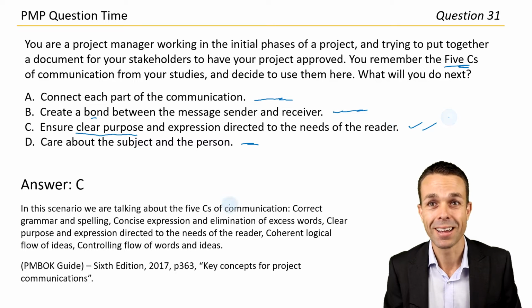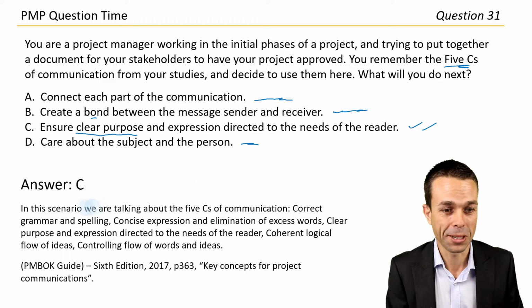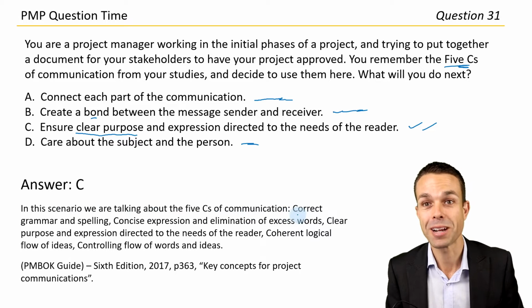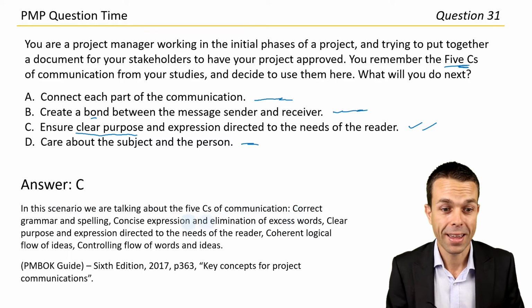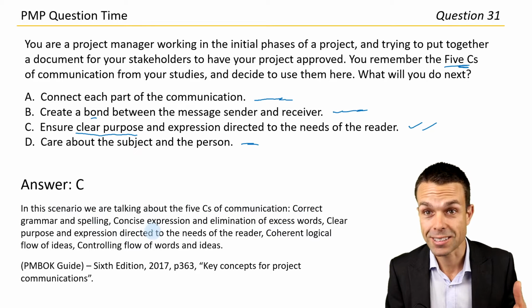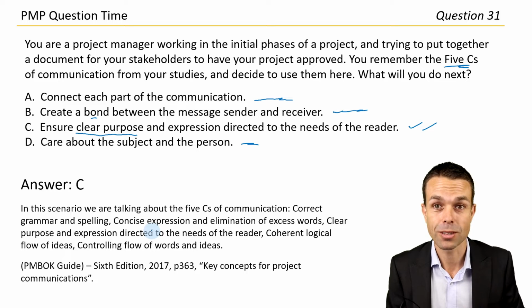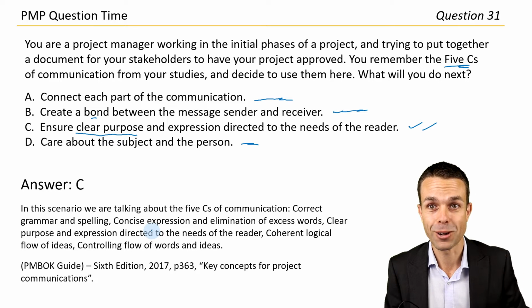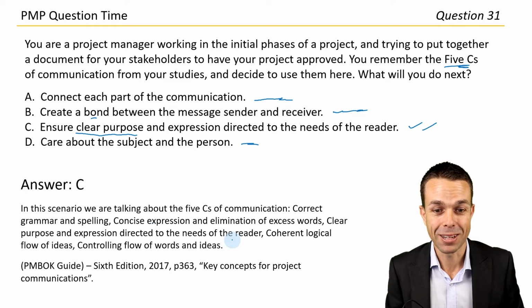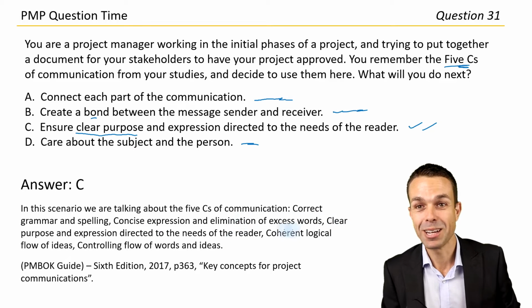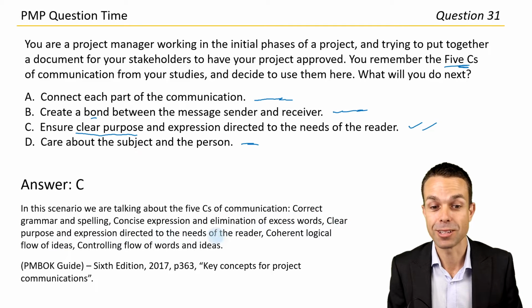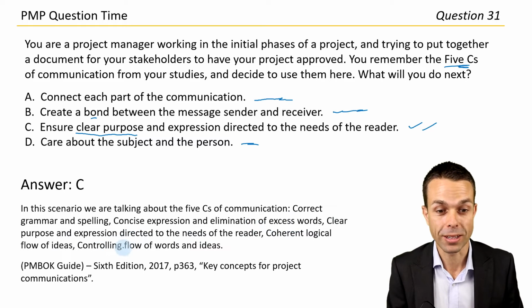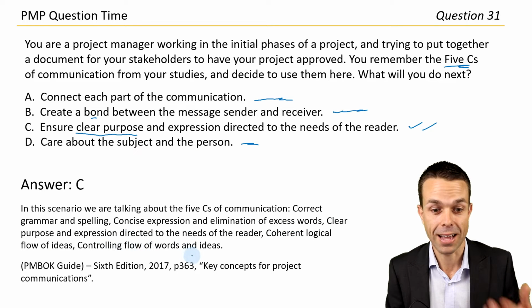All right, here we are. And this will give us a clue on what to look for as well. In this scenario, we're talking about the 5 C's of communication, which is correct grammar and spelling, concise expression. So keeping it neat and short and not too long, not waffling on like I have a habit of doing. Elimination of excess words, clear purpose and expression directed to the needs of the reader, and coherent logical flow of ideas, controlling your flow of words and ideas as well.